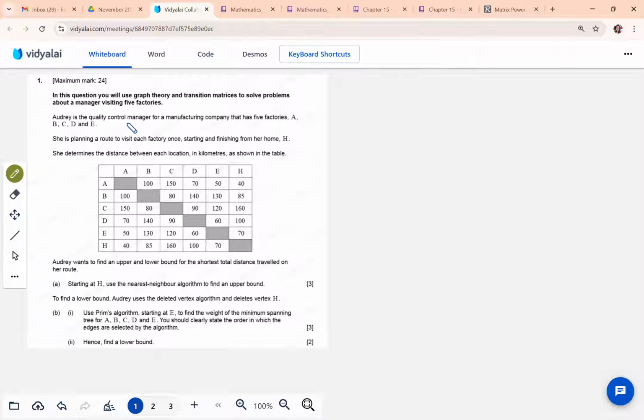Audrey is the quality control manager for a manufacturing company that has 5 factories A, B, C, D and E. She is planning a route to visit each factory once, starting and finishing from her home H. She determines the distance between each location in kilometers as shown in the table.